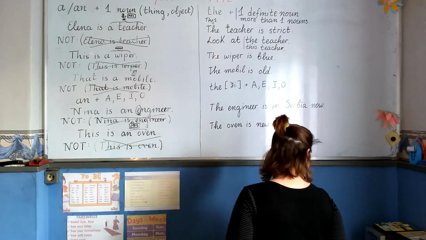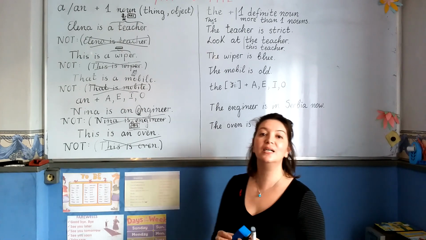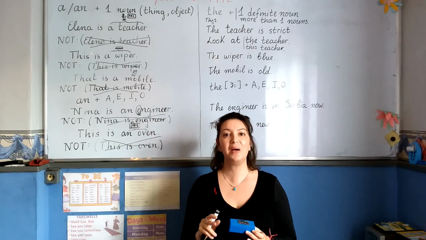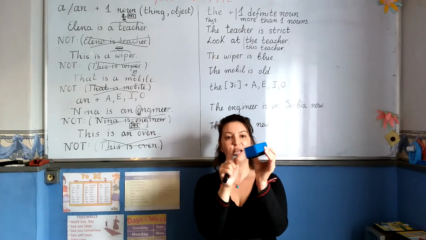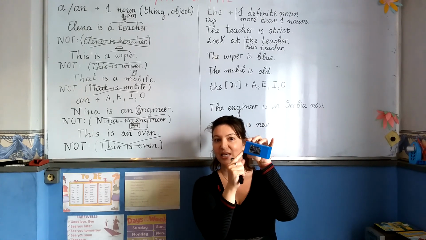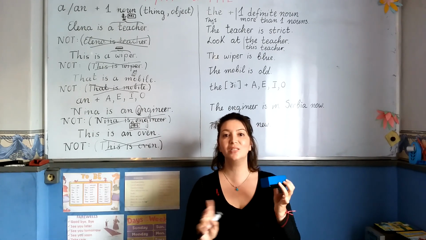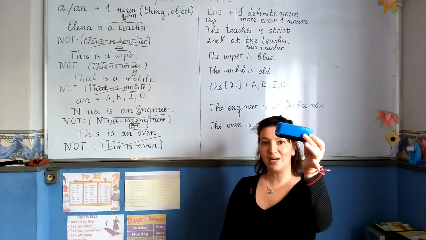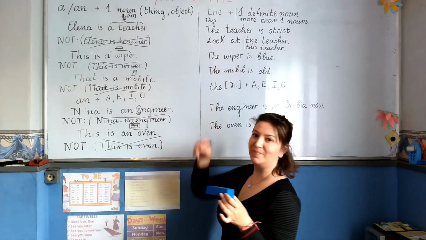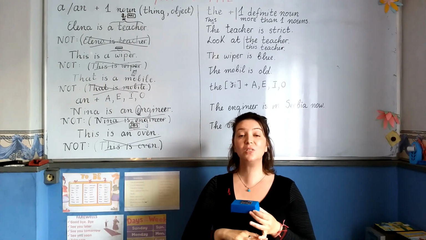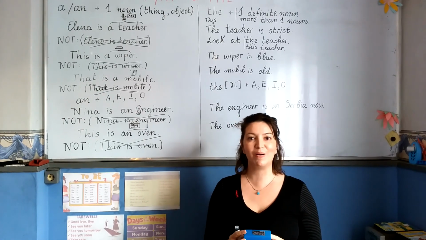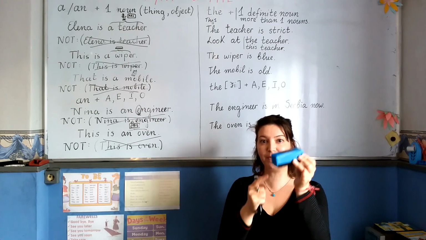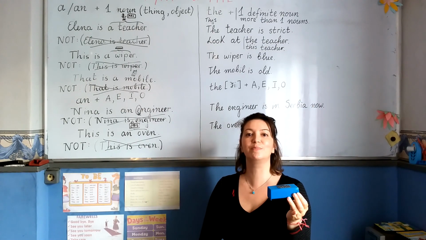Good. So, we don't normally put an in front of words for quality. Right. This is a wiper. Look at its color. It is blue, right? Well, this is a wiper and the wiper is blue. Not all wipers in the world are blue, right? But this one is blue, the wiper. The wiper I'm holding in my hands is blue.